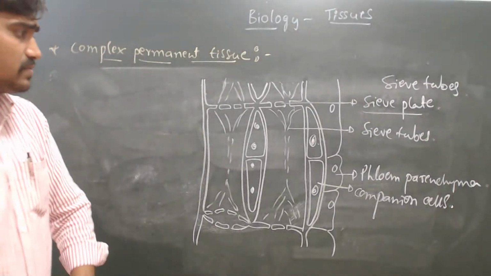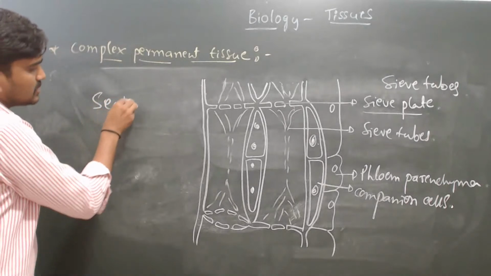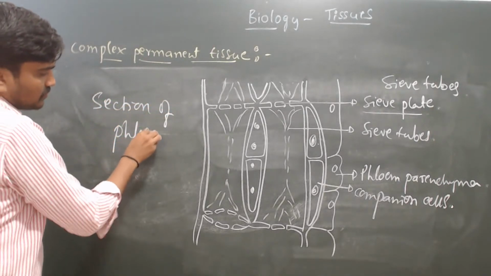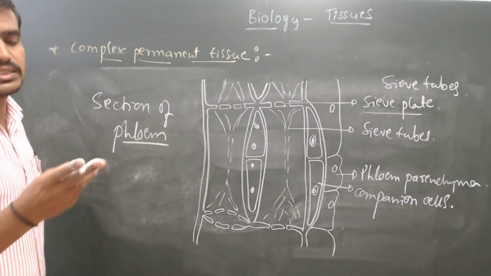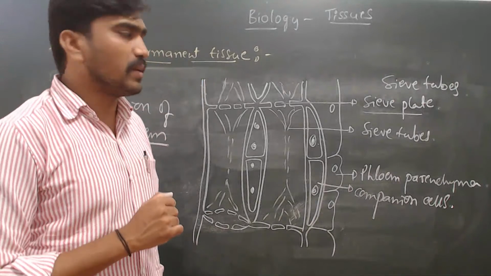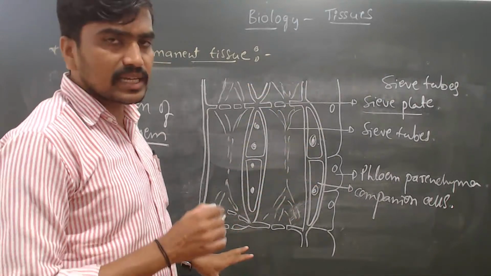See the structure. This is the section of the phloem. The diagram name is section of phloem. Four components: sieve tubes, companion cells, phloem parenchyma, phloem fibers. These are the parts present in the section of the phloem.